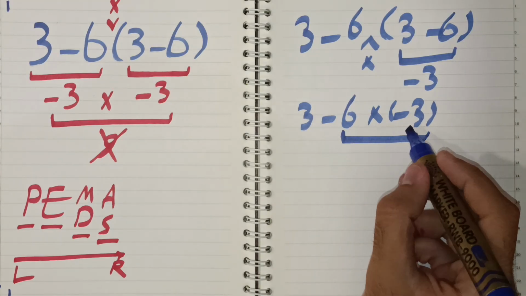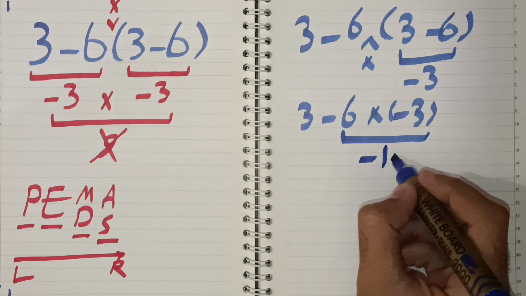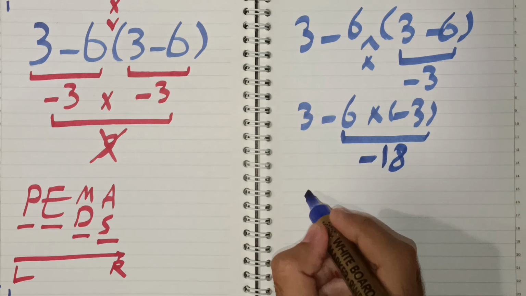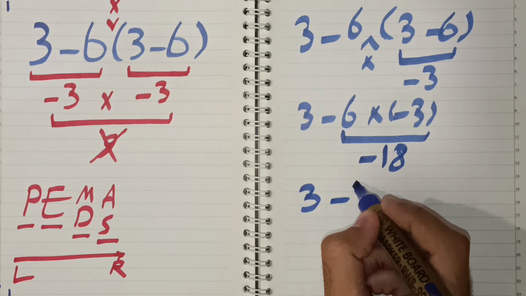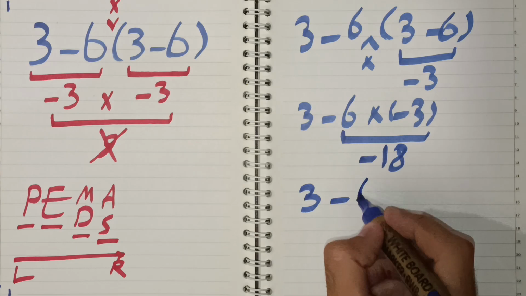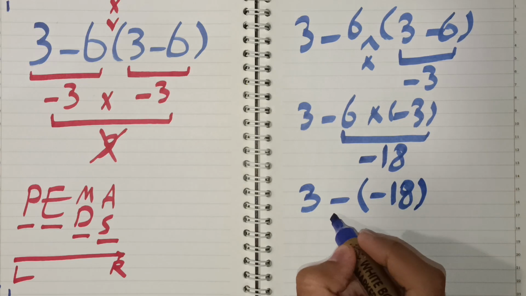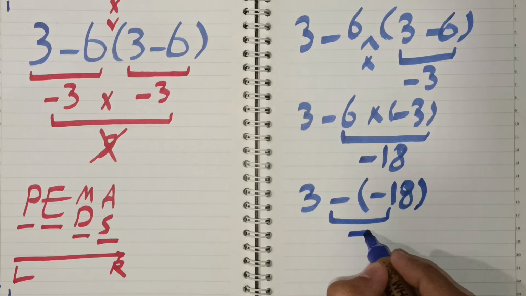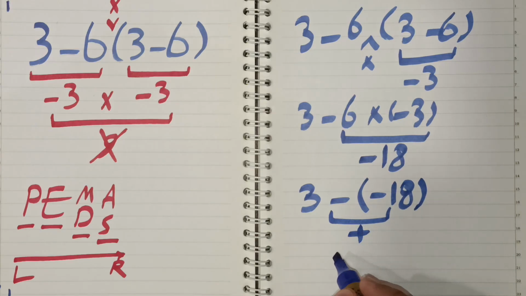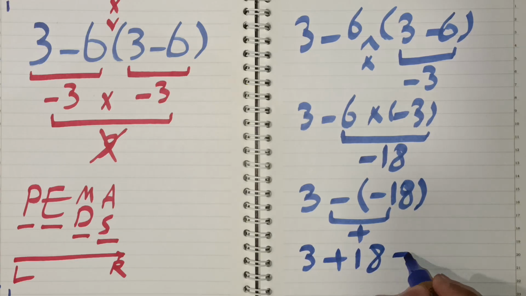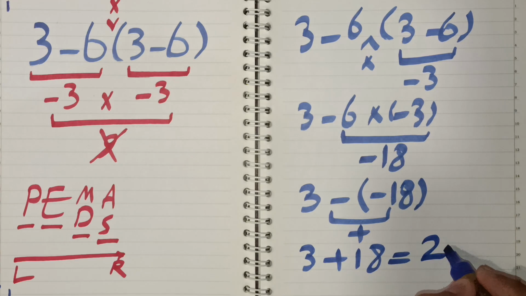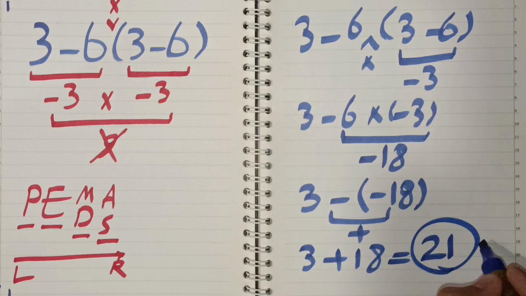6 times negative 3 equals negative 18. So we have 3 minus negative 18. These two minuses equal a positive. 3 plus 18 equals 21. So this is our answer.